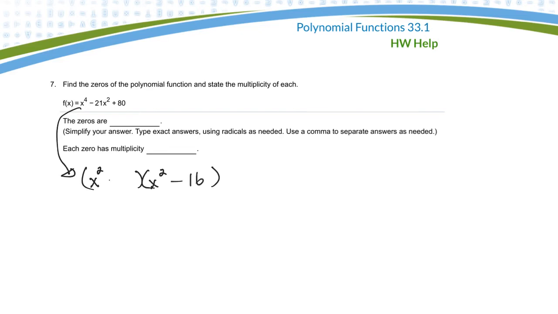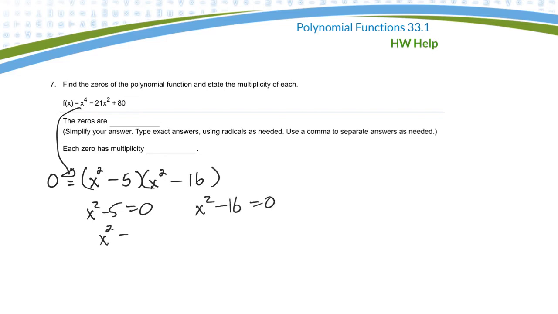Minus 16 and a minus 5. Is that right? 16 times 5 is 80, and 5 and 16 is 21. Yeah, that's right. Okay, so let's set this equal to 0. So either x squared minus 5 is 0, or x squared minus 16 is 0.